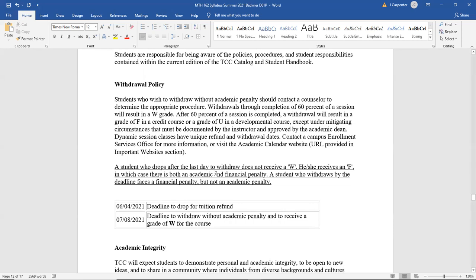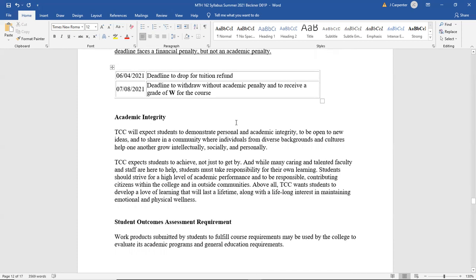Also, if I'm going to withdraw you, it will be before then. If you withdraw after that, or if I withdraw you after that, you will receive an F instead, unless, again, extenuating circumstances. Academic integrity. Tests need to be your own work.